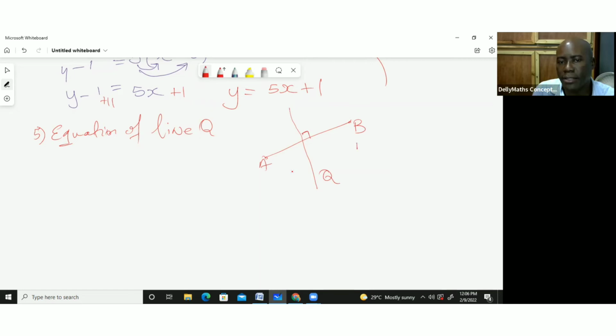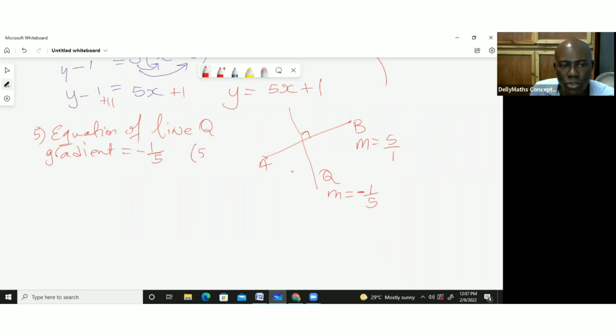So if we know that this gradient is 5, which means 5/1, the gradient for Q is going to be the negative reciprocal. When you reciprocate something, you turn it upside down, flip it. So 5/1 becomes 1/5, it's the inverse. And then you put a negative here because it's the negative reciprocal. So this is the gradient for the line Q, which is equal to -1/5. We knew that because when lines are perpendicular, one gradient is the negative reciprocal of the other gradient.